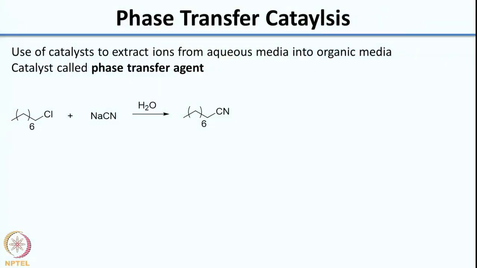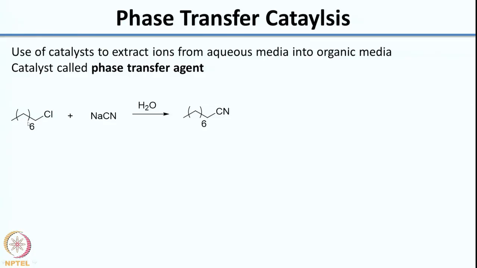The last example we are going to see is of phase transfer catalysis. Now, this is used to extract ions from aqueous media into organic media. So, if you remember when we studied solvent effects, if you have charged species in a reaction medium, organic solvents are not that great in solvating them. So, if you want to get it to react with an organic compound, which is highly insoluble in aqueous solutions, you would need some sort of catalyst to take this reaction forward.